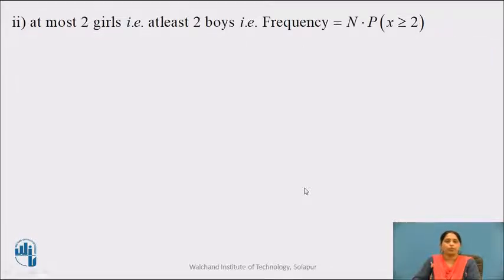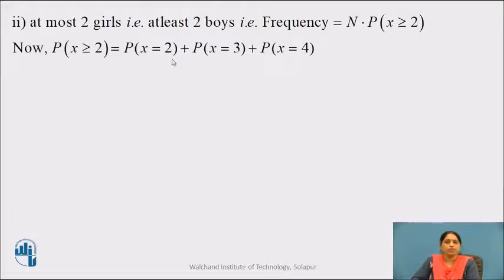Now let us go for the second case. At most 2 girls, that is, here we have to find out first the probability of x greater than or equal to 2, which is nothing but probability of x equals to 2 plus probability of x equals to 3 plus probability of x equals to 4. Now pause the video for a minute and write down the equation using the definition of binomial distribution. I hope you all have written the statement.